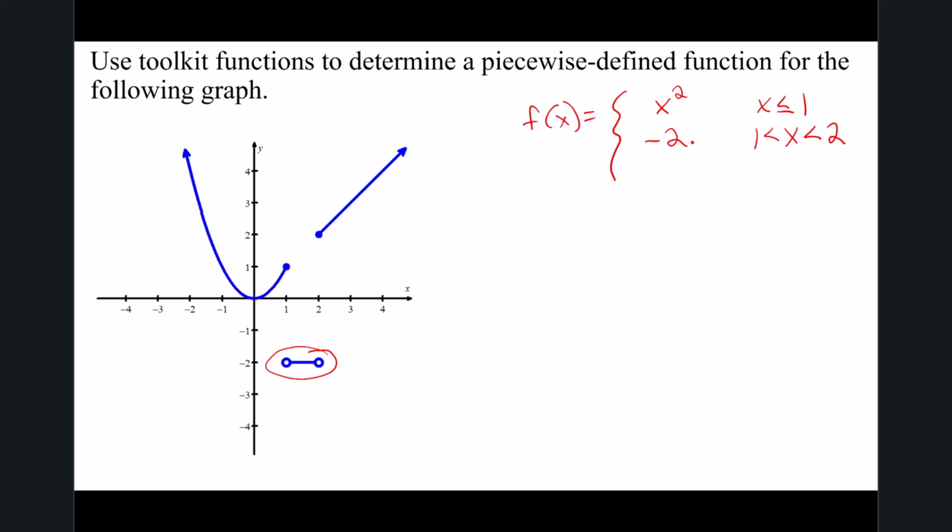Now the next part of the graph is on the right, and that starts where x is 2. So I have x is greater than or equal to 2. I have a closed dot to start there when x is 2. So it's x is greater than or equal to 2. And that function from our toolkit function is the function y equals x. So here is our piecewise function.